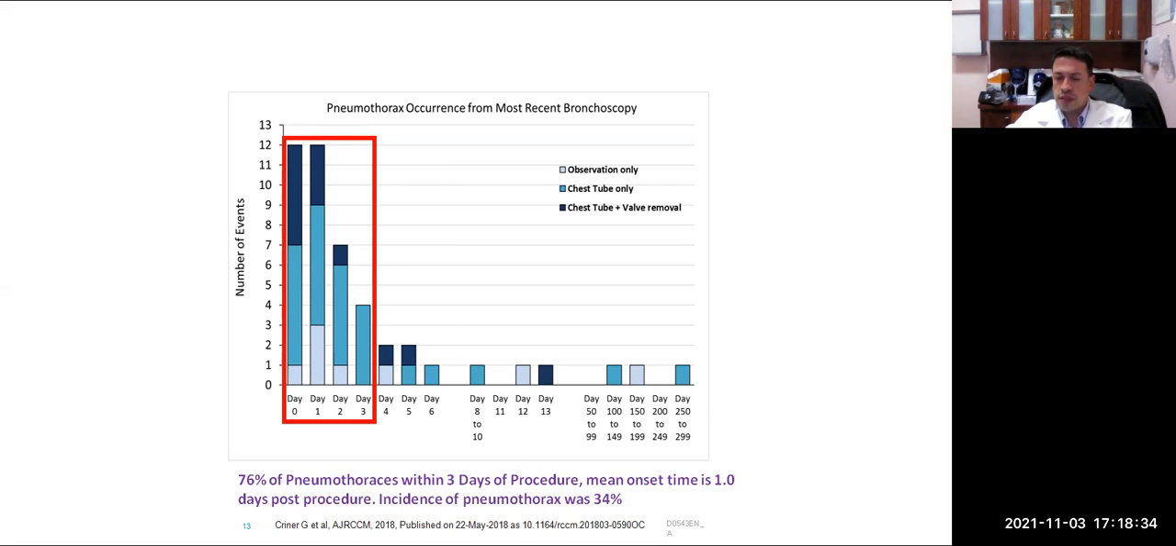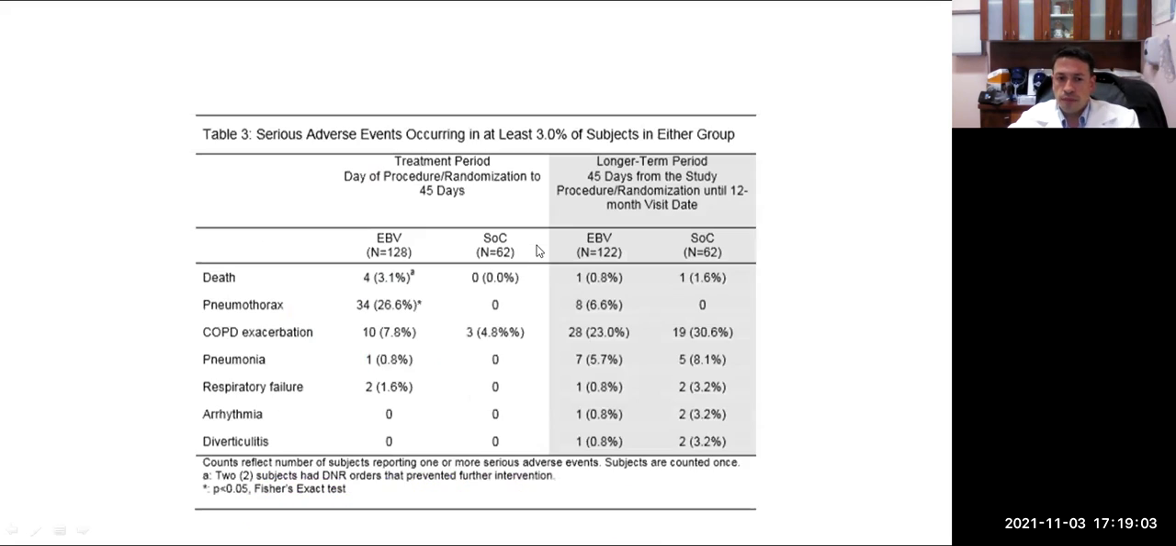The incidence of pneumothorax in the Liberate trial was 34%. So 1 out of 3 will develop a pneumothorax. Patients leave the hospital with a bracelet, either on the right arm or the left arm, that says pneumothorax alert. And we tell them to go to the nearest ER if they develop any sign of chest pain, shortness of breath, so that everyone should be aware that they have valves and they may develop pneumothorax, although the incidence is very little after the first 3 days. Okay, so that's the pneumothorax right there, 34% in the patients for the first 45 days.